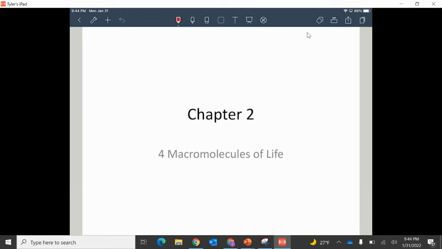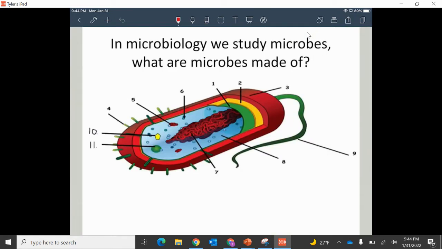So we're in chapter 2 of your book. You'll see your assignment sort of coincides with what we're doing here in the notes. In microbiology, we study microbes, but what are microbes made of? I think that's where we have to start.